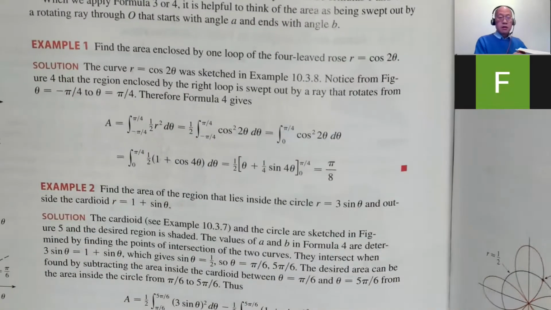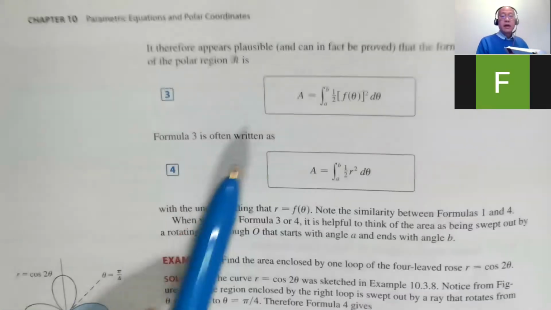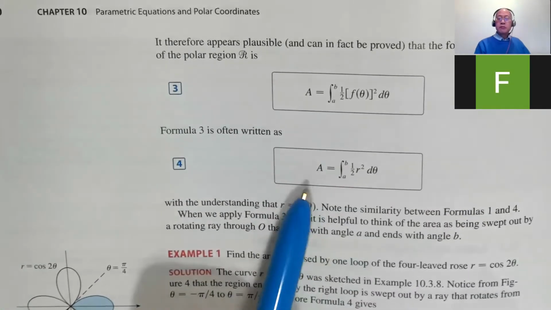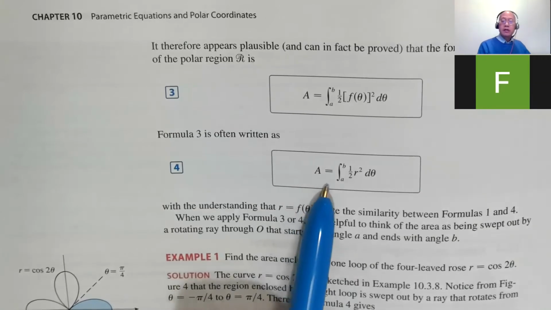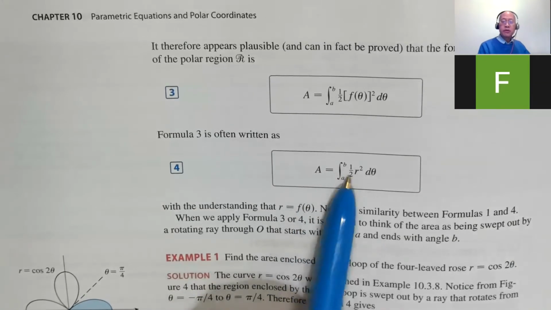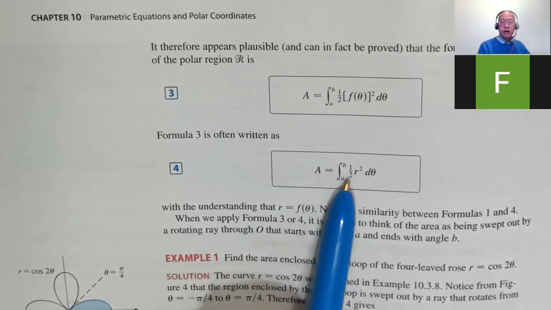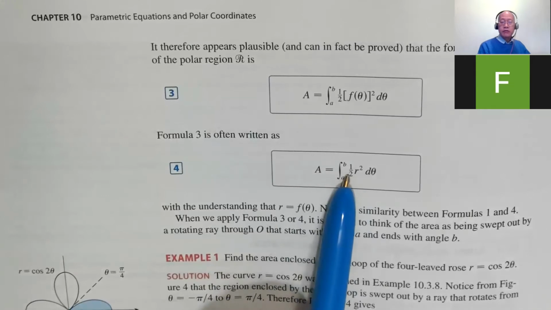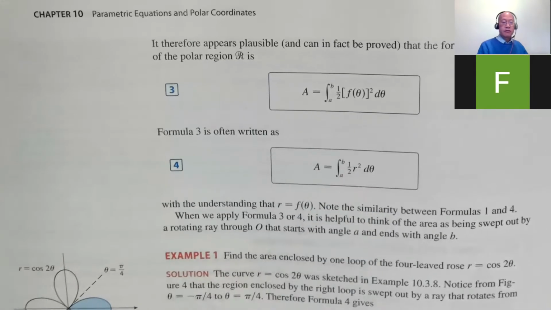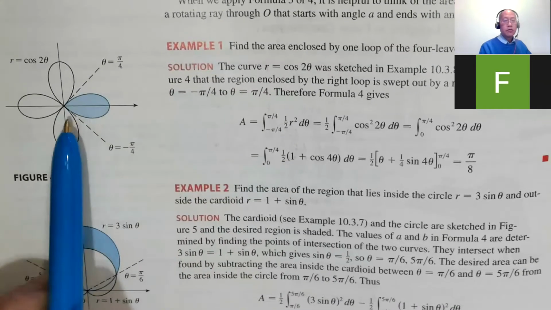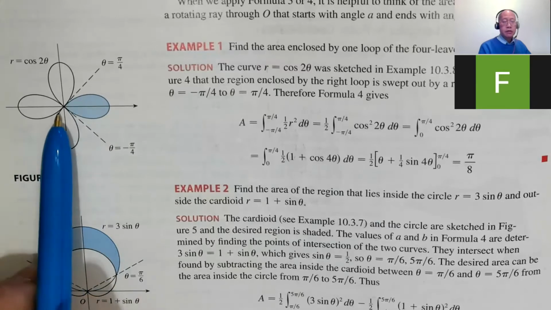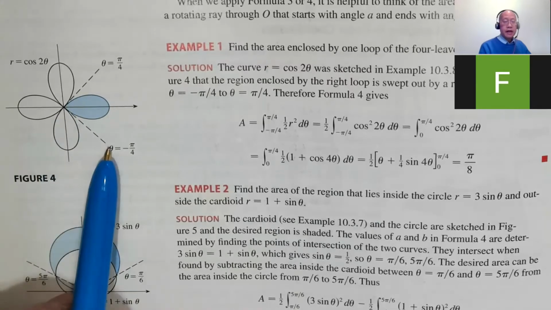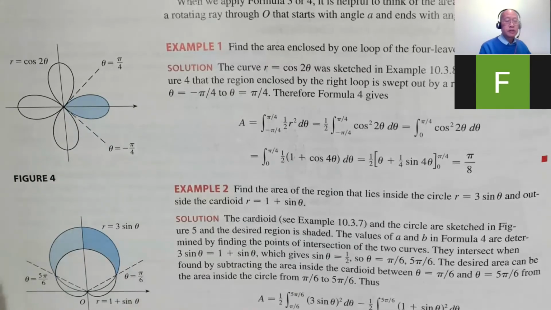Okay, so 10.4, areas and polar coordinates. Put this on your cheat sheet. Area is the integral from A to B of 1/2 r squared d theta. Generally, the 1/2 just comes out. You square the original r function, and then you integrate. So we're going from one angle to another angle. Here we're integrating from negative pi over 4 to pi over 4, for instance.